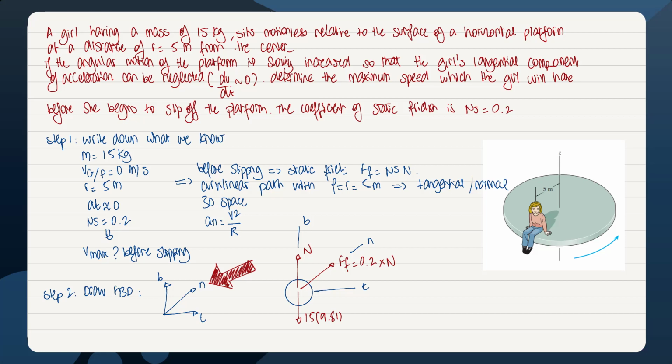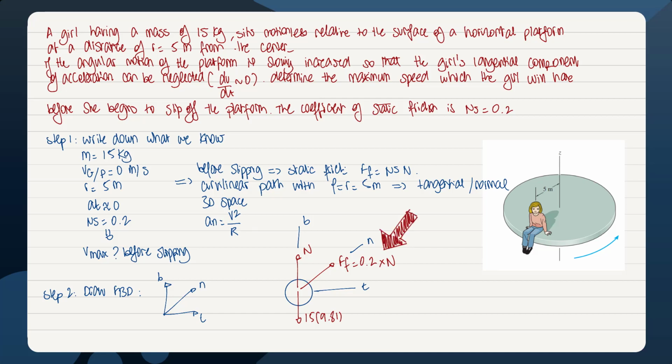We can now draw the different forces acting on the body. I have represented the girl here as a circle. It is subject to its own weight along the B axis, which is 15 times 9.81. It has a normal reaction force due to the platform, which is N, and a frictional force acting inwards, equal to 0.2 times N. Now you might be wondering why the frictional force actually acts radially and not tangentially, and I'll explain that.